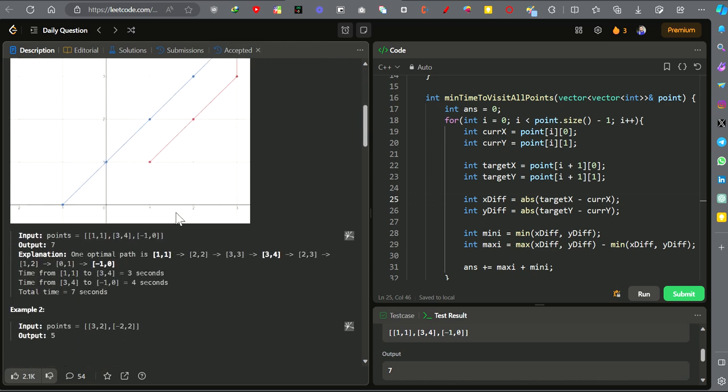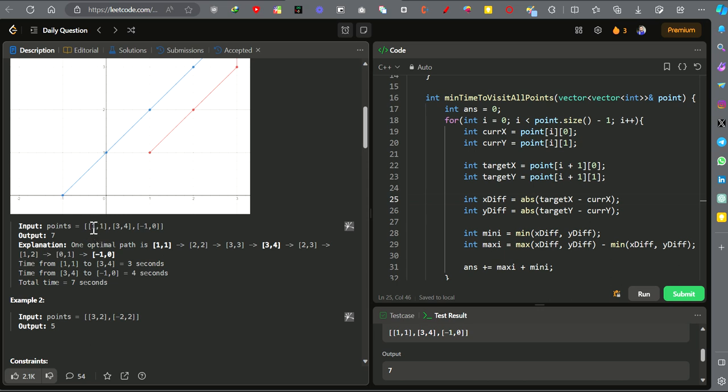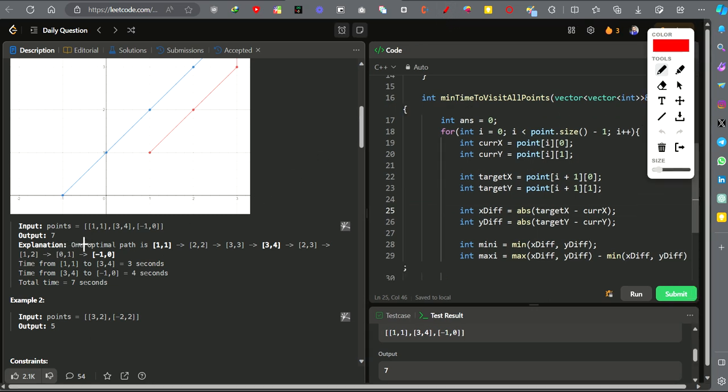Okay. So what happens is, if it is given that 1 comma 1 and then 3 comma 4, the question wants you to travel from 1 comma 1 to 3 comma 4 first, and then from 3 comma 4 to minus 1 comma 0. So you don't have to travel from 1 comma 1 to 0. No, you have to travel serial number wise, index wise. Whichever comes first, you'll have to find the minimum distance of those things.